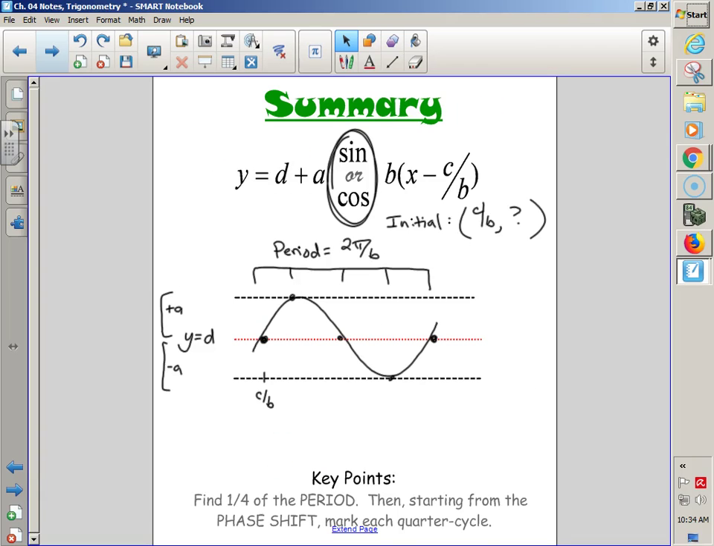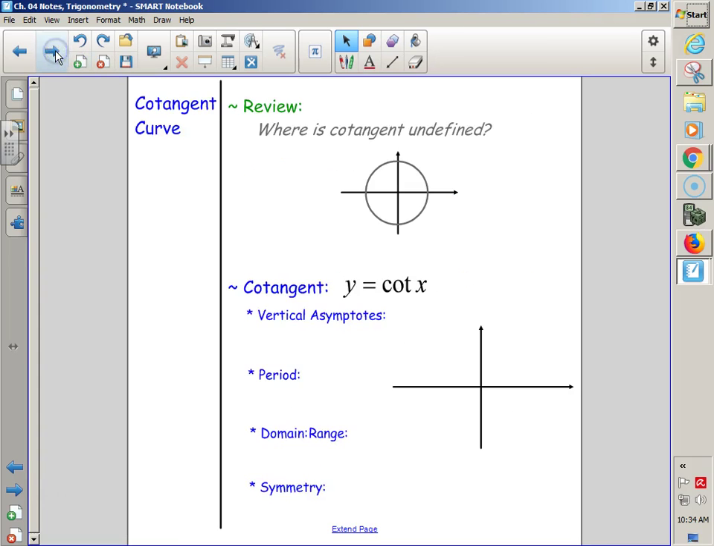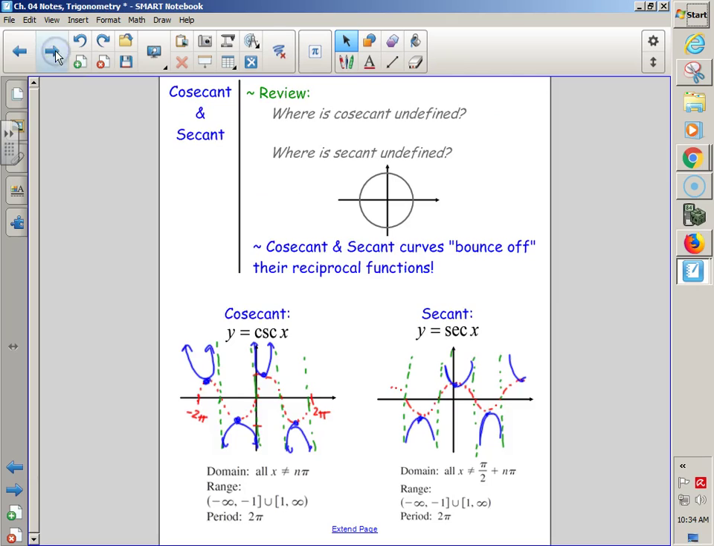So, where are we going in section 4.6 tomorrow? Tangents and cotangents. Well, you know what? I'm actually going to switch up the order in section 4.6 just a little bit. Instead of going to tangents and cotangents, we're going to do this backwards and go to cosecants and secants first tomorrow. And here's why.